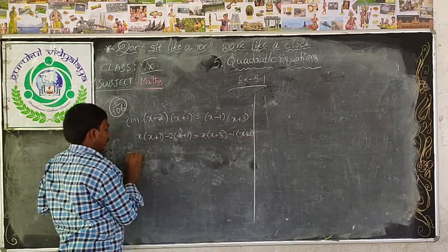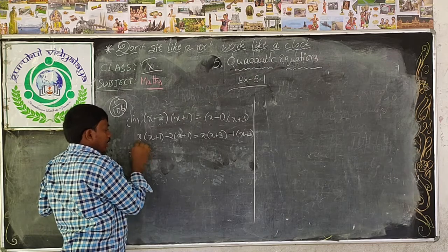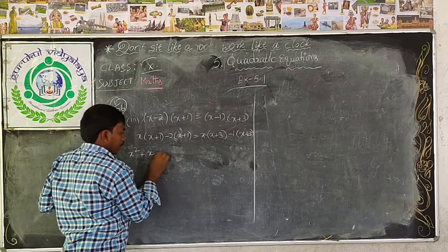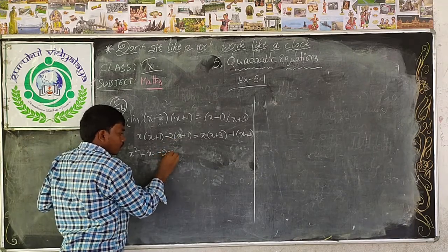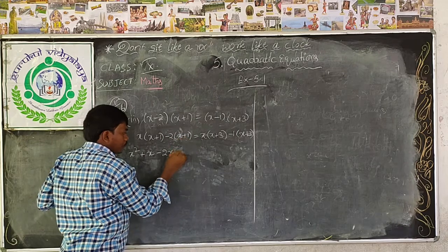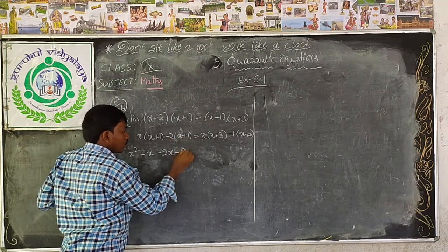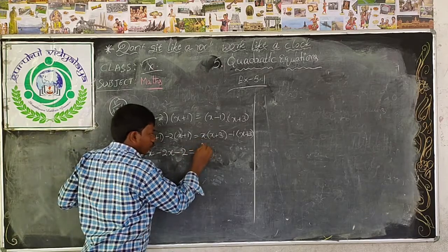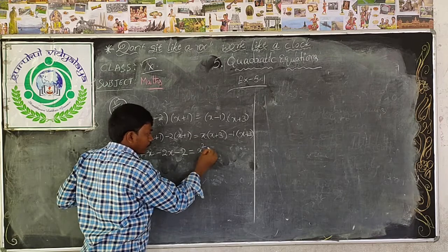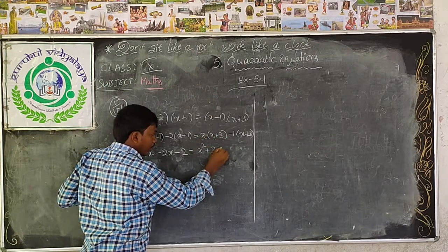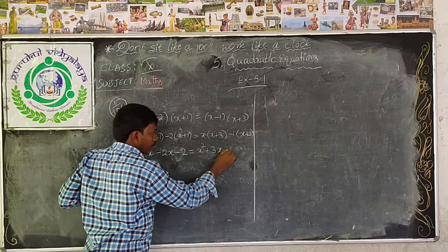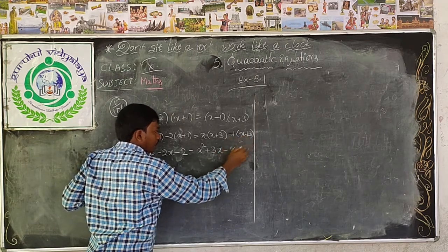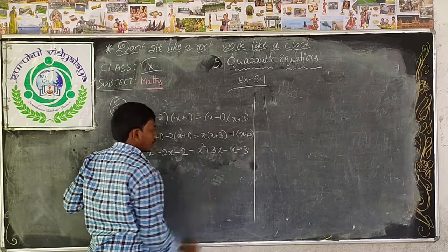x into x, x square, plus x into 1, 1x means x, minus into plus, minus 2 into x, 2x, minus into plus, minus 2 ones are 2. Okay children, now RHS. x into x, x square. So plus into plus, plus x into 3, 3x, minus into plus, minus 1 into x, 1x means nothing but x, minus into plus, minus 1 3s are 3.